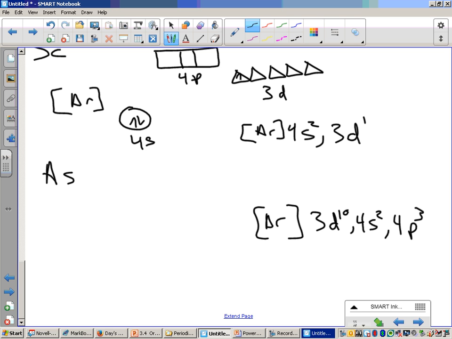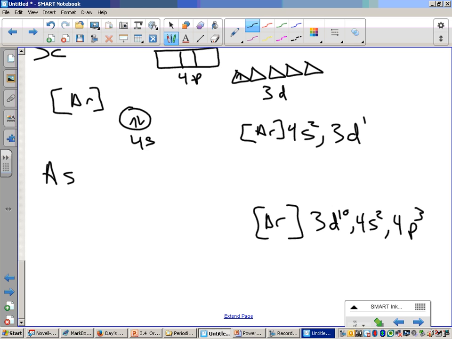Arsenic, argon is the previous one. I would have put 4s2 first, then 3d10, right? And then 4p3. I would have had it flipped like that. Again, its position can easily be identified. Arsenic, 4s2, 3d10, we've used them up, 4p3.